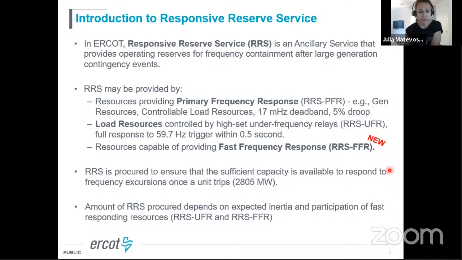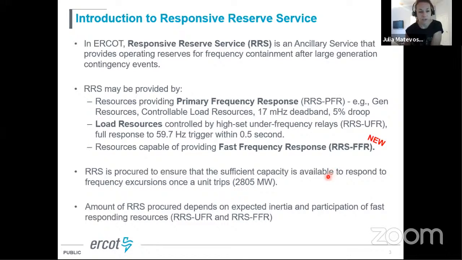Then we have load resources that provide responsive reserve service. They have high set under frequency relays that will trip this load at 59.7 hertz within half a second. So in a way, this is already fast frequency response that we have had for many years now. These load resources can provide up to 60% of the total responsive reserve requirement. And then we have resources capable of fast frequency response. This is a new subproduct that was only added in March 2020, and this is what I will focus on for the rest of my presentation.